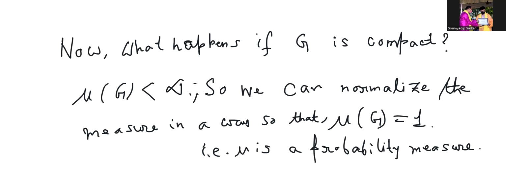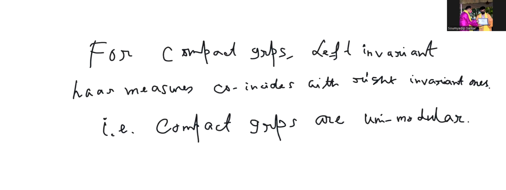So that's what I was saying, that you can normalize the measure in a way so that it becomes a probability measure. So on a compact group, you have a probability measure. That's what I have written here. I said already that for compact groups, left invariant Haar measures coincide with right invariant ones. That is, compact groups are unimodular.